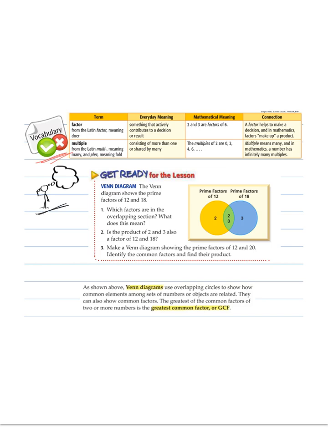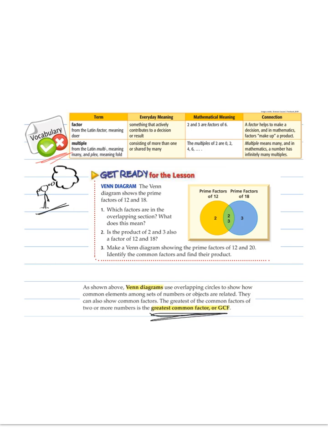Now our little think icon here tells us to stop and think about this image that's shown and see how it'll relate to our lesson. So we have this Venn diagram here, and in the Venn diagram it is showing us the prime factors of 12 and 18, and in the middle here you see the numbers that are overlapping that are both prime numbers in 12 and in 18, so which are 2 and 3, and that goes along with our greatest common factor, which is what we are talking about today.